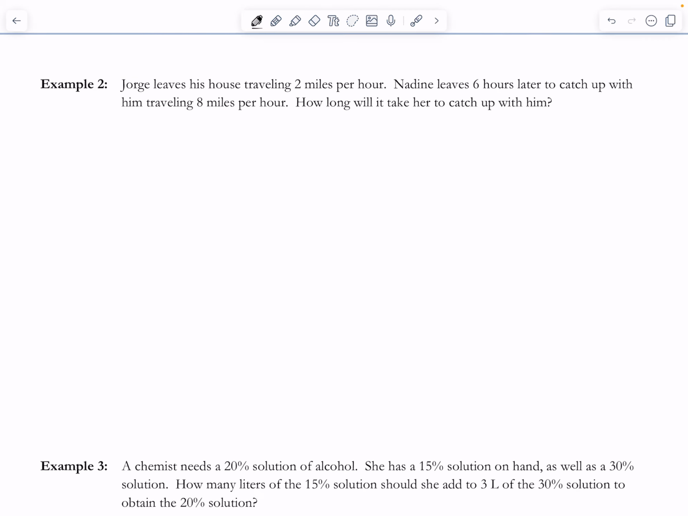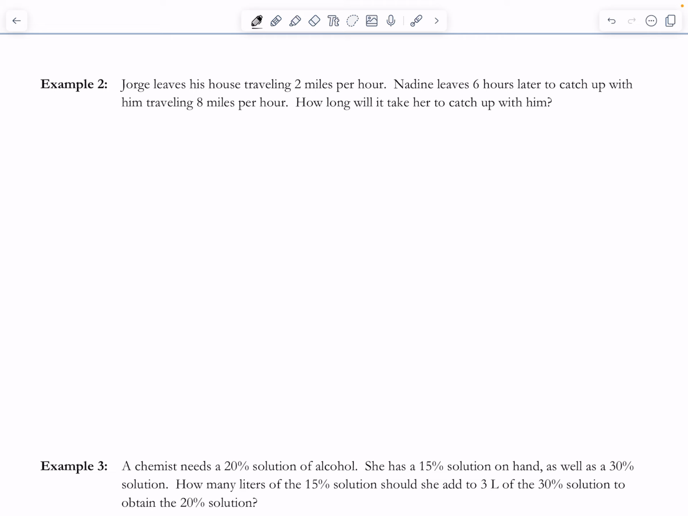We have Jorge, who is leaving his house, traveling 2 miles an hour. Okay? Nadine leaves 6 hours later, and to catch up with him, hoping to do that at some point, traveling 8 miles per hour. How long will it take her to catch up with him? Okay?